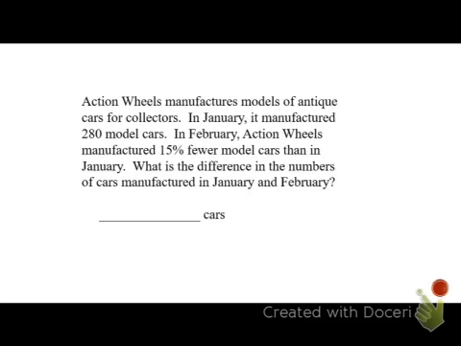Our next problem states, Action Wheels manufactures models of antique cars for collectors. In January, it manufactured 280 model cars. In February, Action Wheels manufactured 15% fewer model cars than in January. What is the difference in the number of cars manufactured in January and February?